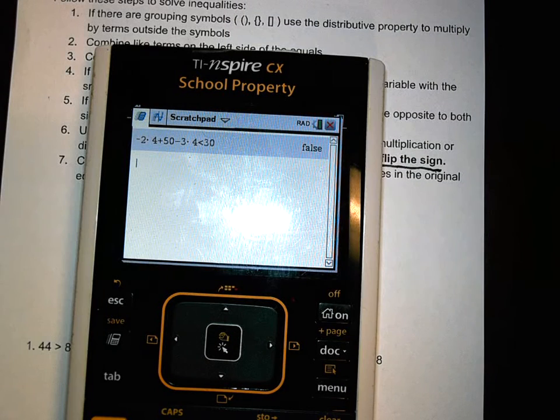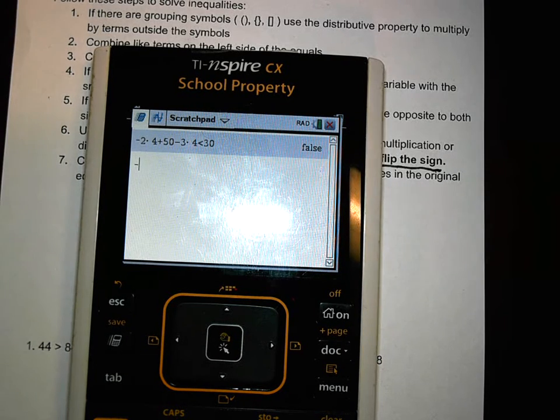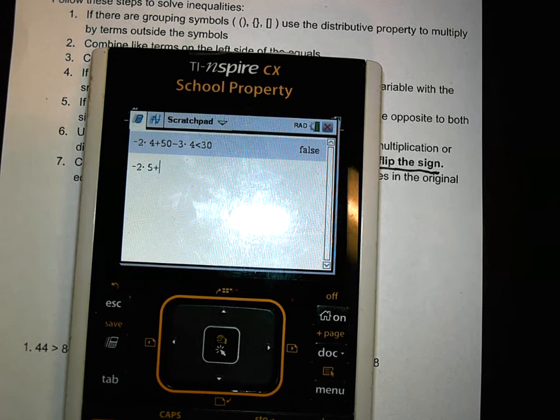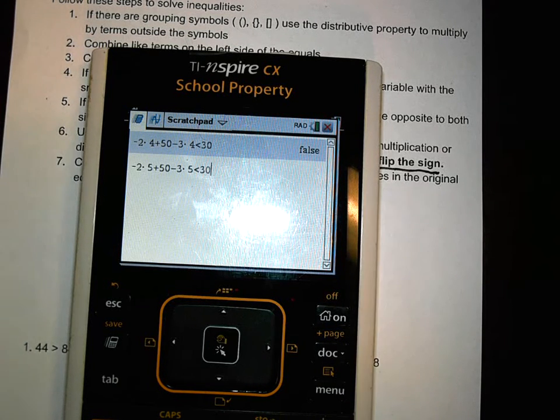So honestly, you can pick any number you want now, greater than 4. I'm just going to pick 5 and try it out. So negative 2 times 5 plus 50 minus 3 times 5. Use your control key to get your symbols, do your less than, 30, enter, and now it's true. You could have picked 4.000001, and it would have been true.